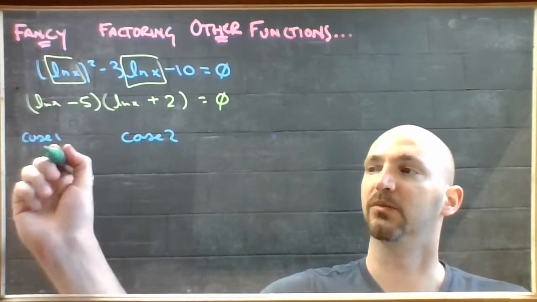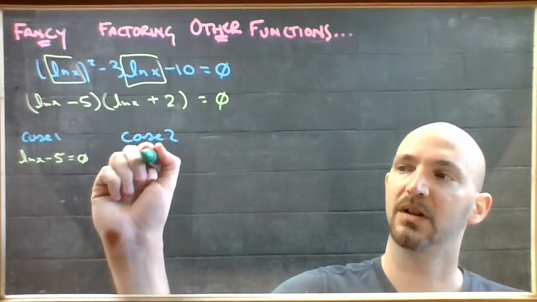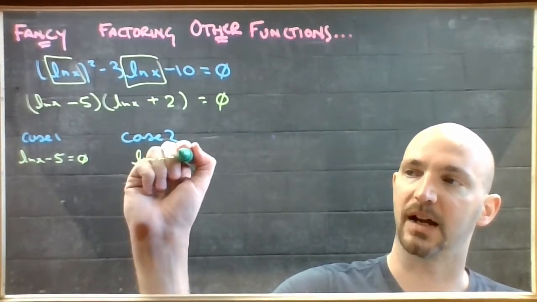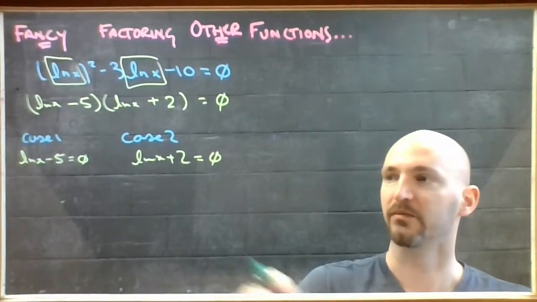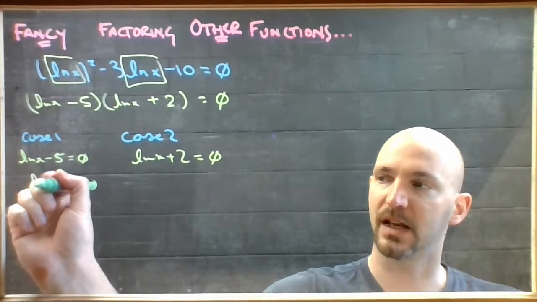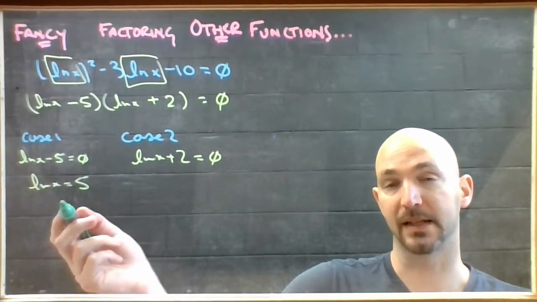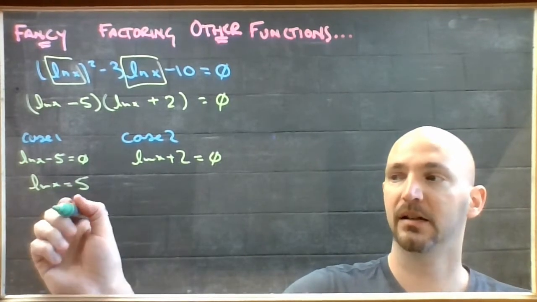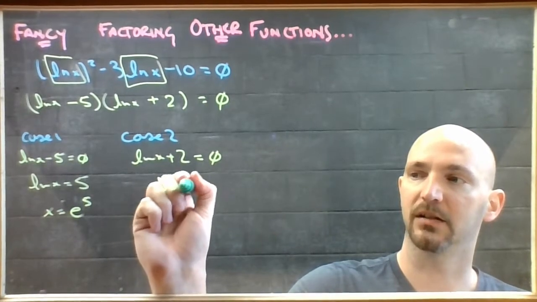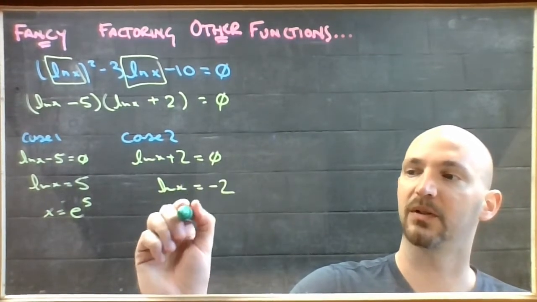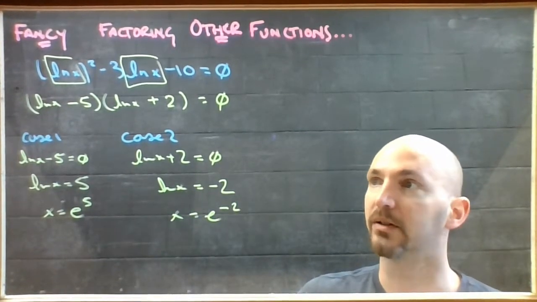So case 1 would be ln x minus 5 equals 0. Case 2 would be ln x plus 2 equals 0. To solve this case, I kick the 5 to the other side. You break logarithms by raising to an exponent of the same base. So I'd have x is e to the 5. And over here, ln x equals negative 2. So x equals e to the negative 2. Whatever those numbers are if you put them into the calculator.